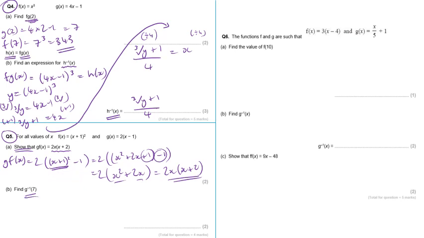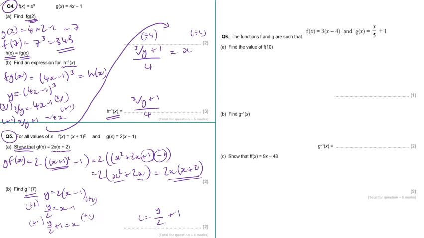We now need to find the inverse function of g, and then substitute 7 in it. So we'll start by saying y is equal to 2 open brackets, x take away 1 close brackets. And we need to rearrange it to make x the subject. I'll just write it out a bit more clearly this side. And then we need to substitute 7 into that.